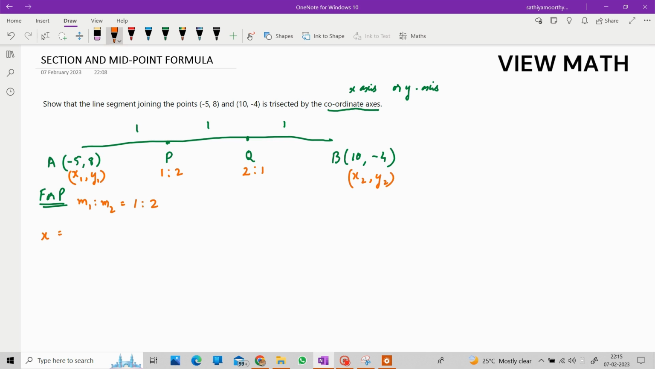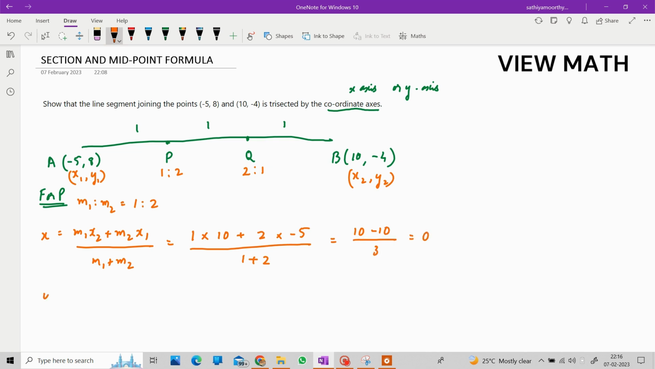Now let me find the coordinates of P. x is equal to (m1x2 + m2x1) divided by (m1 + m2). This is equal to m1 is 1, x2 is 10, plus m2 is 2, and x1 is -5, divided by 1 plus 2. Let me simplify this. Here it is 10, and 2 into -5 is -10, divided by 3. This is equal to 0.